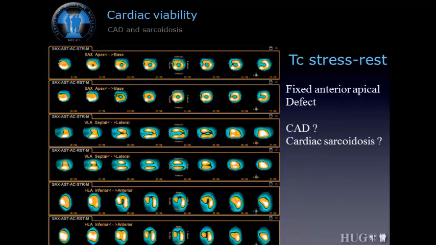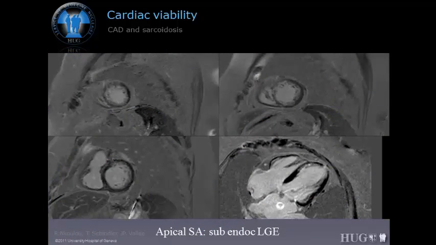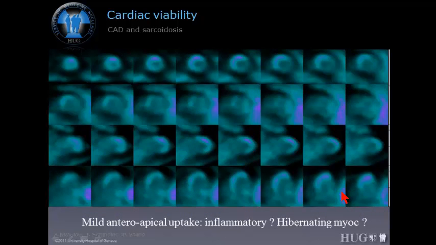We first performed thallium SPECT, which found a fixed anteroapical defect, but we didn't know where to correlate it. MR showed the same findings, with late enhancement in this region, subendocardial gadolinium enhancement. However, PET did only show a very, very slight uptake. The question was, is this rather inflammatory or rather hibernating myocardium?